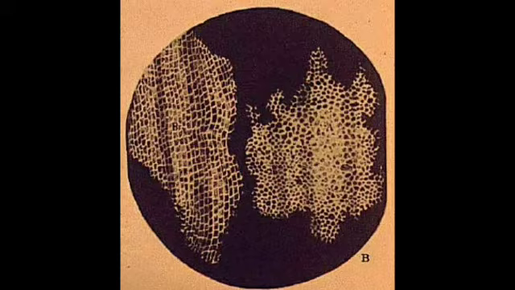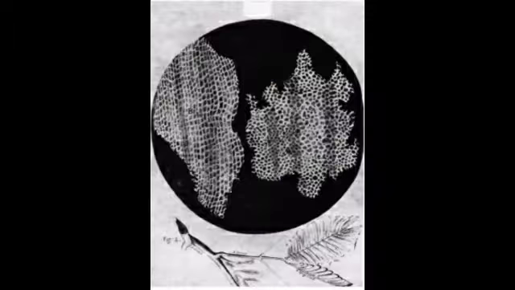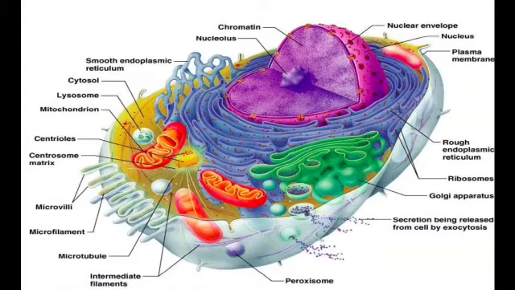When he saw the cork slices in the crude microscope, he saw some chambers. Like you see in this picture, he found some chambers in the cork. So, the tiny chambers present in the cork were termed as cells by Robert Hooke in 1665. But he did not give a definite definition for cells.